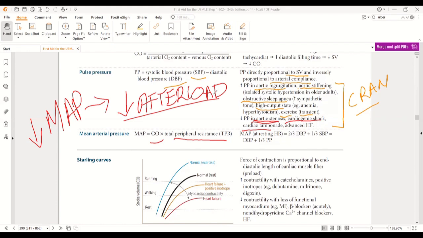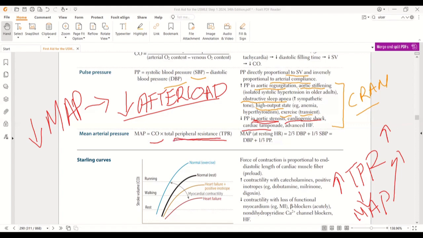Okay. So if there is increased TPR, what happens to the afterload? It will increase. Increased TPR means increased mean arterial pressure and increased afterload. Okay, so UWorld and NBME questions revolve around this kind of thing: increased preload, increased TPR.